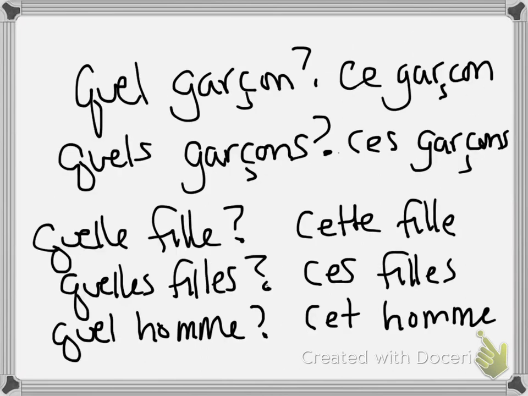So for example, quel garçon, ce garçon. Quels garçons, ces garçons. Quelle fille, cette fille. Quelles filles, ces filles. Quel homme, cet homme. So notice again that they're agreeing, and this happens whether it's a person or a thing.